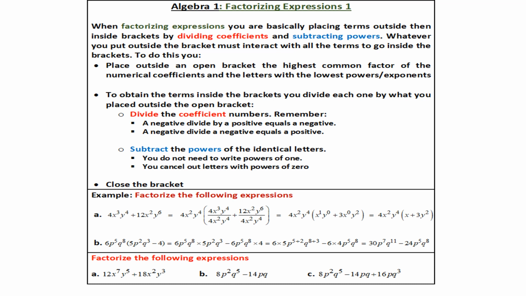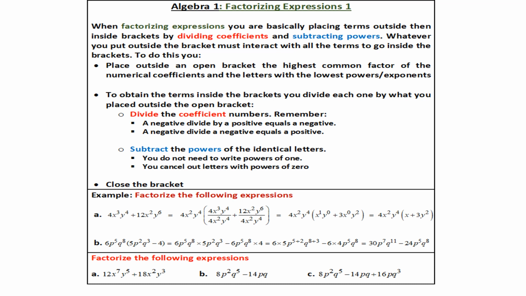And when you're dividing, you divide the coefficient, that's the numbers, and you have to remember that a negative divided by a positive is equal to a negative, and a negative divided by a negative is equal to a positive. And then you subtract the powers of the identical letters. Take note, you do not need to write powers of 1. So if you have a power of 1, you don't have to write the number 1. And for powers of 0, the letter cancels out. Then you close the bracket.